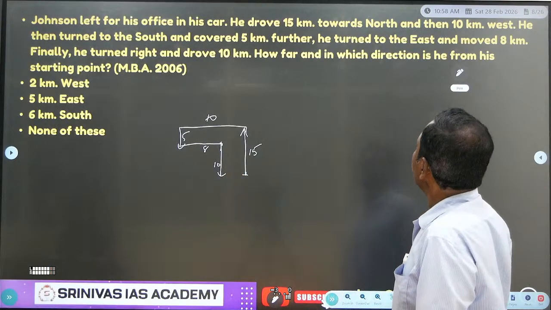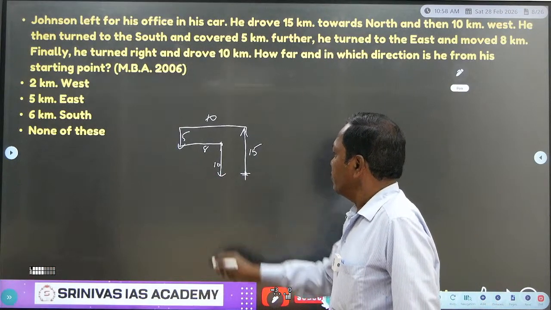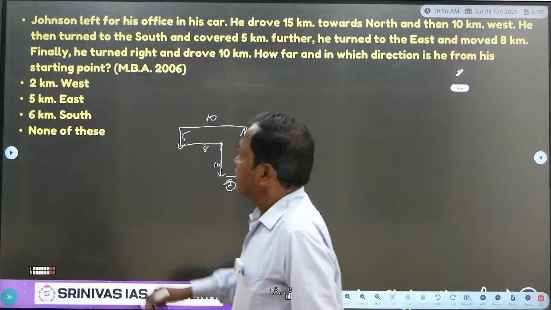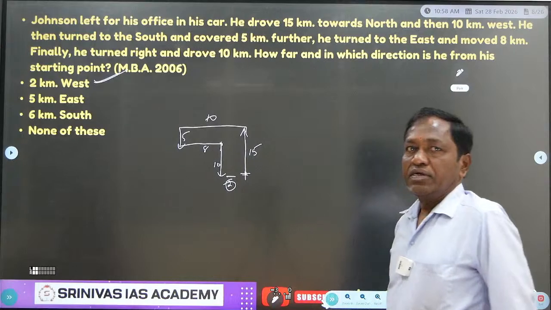How far, in which direction is he from his starting point? This is the starting point. 2 kilometers west. Is it 2? 2 kilometers west. It's like that. Okay. Yes.